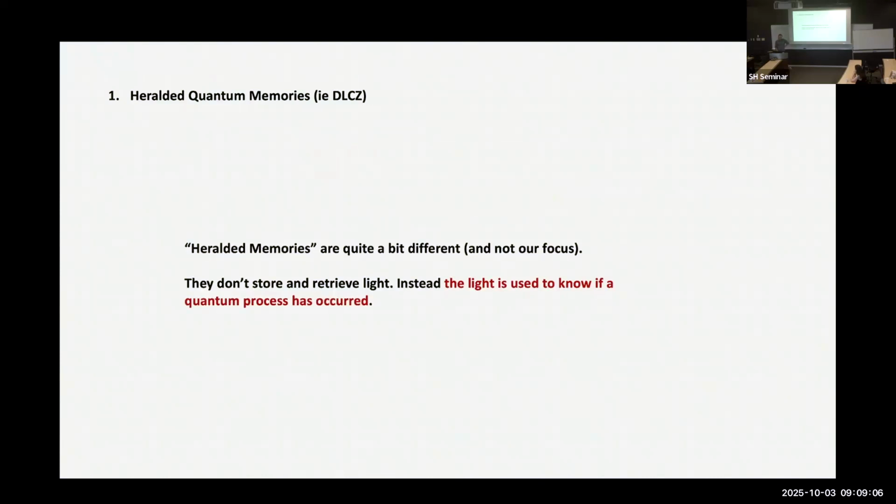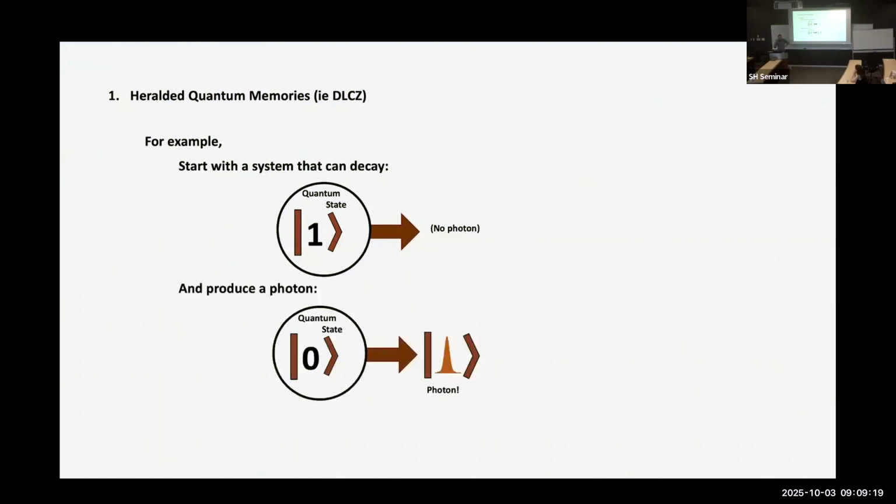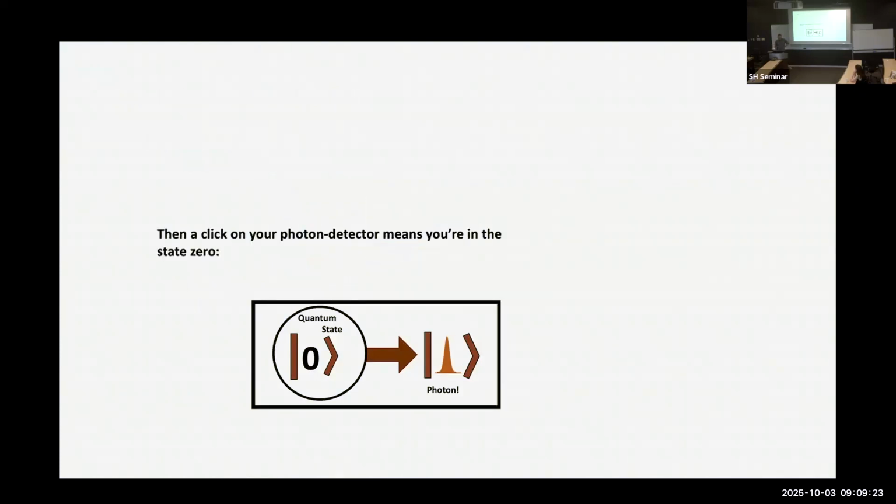Instead, the light is used to know if a quantum process has occurred. So for instance, you start with a system that can decay. You have a quantum state in some excited state labeled 1, and there's no photon that comes out, and it can, for example, decay to a 0 state, and then a photon comes out. So if you get a click on your detector and you see a photon, then you know that your state is in a 0 state.